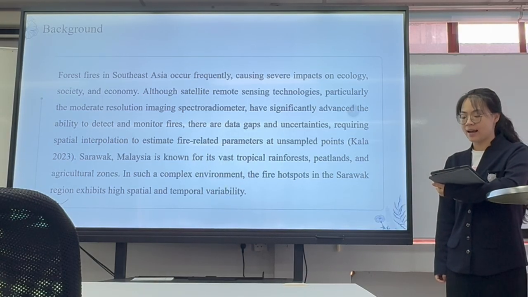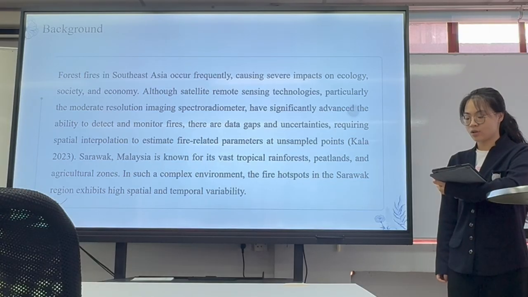Sarawak, Malaysia is known for its vast tropical rainforest, plainland, and agricultural lands. In such a complex environment, the fire hotspot data in the Sarawak region exhibits high spatial and temporal variability.